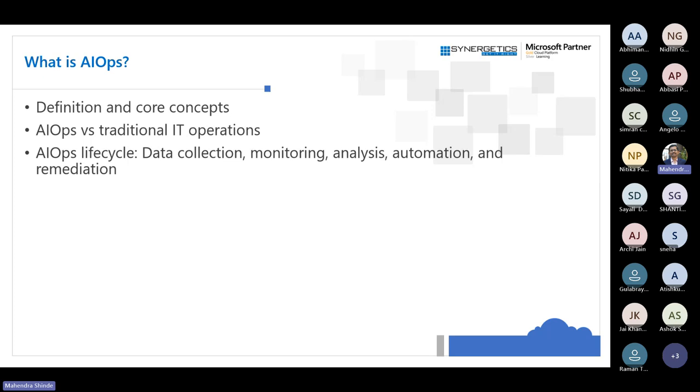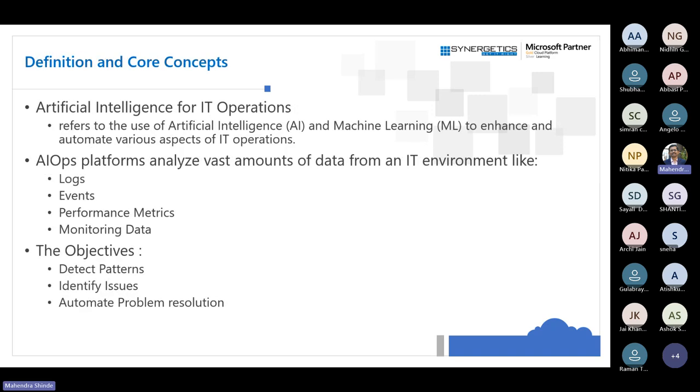So what is AIOps? I'm going to give you a definition of AIOps and its concept and its life cycle. Now the life cycle of AIOps, you will notice there are some similarities and differences between AIOps and data science. Anyways, let's look at the definition. AIOps stands for artificial intelligence for IT operations. It is basically use of artificial intelligence and machine learning to enhance and automate various aspects of IT operations.